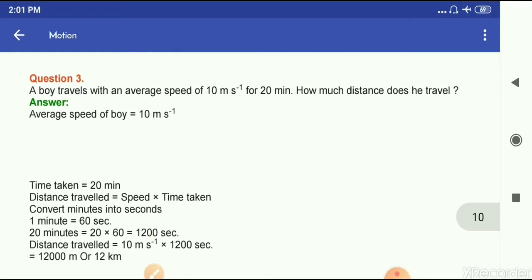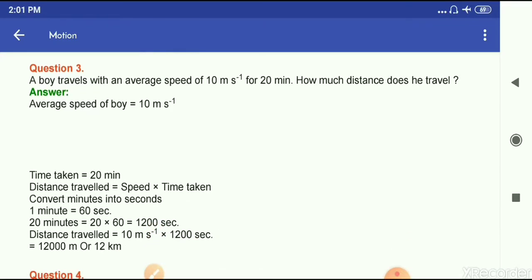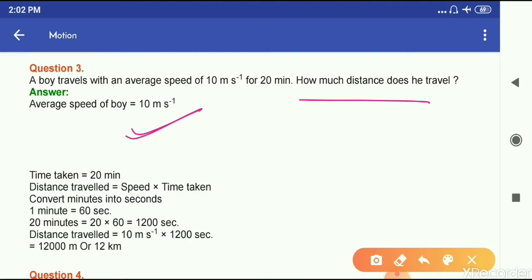Question number 3. A boy travels with an average speed of 10 meter per second for 20 minutes. How much distance does he travel? Now here average speed of boy is given 10 meter per second and time taken is 20 minutes. First we will change this 20 minute to seconds because speed is given in meter per second.